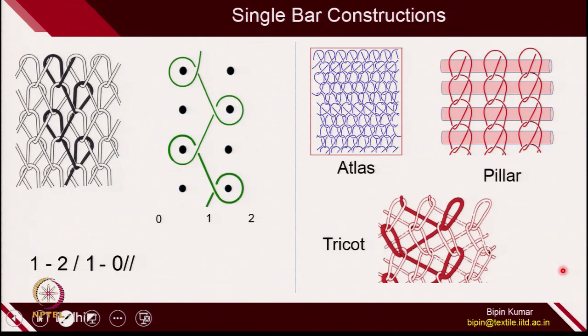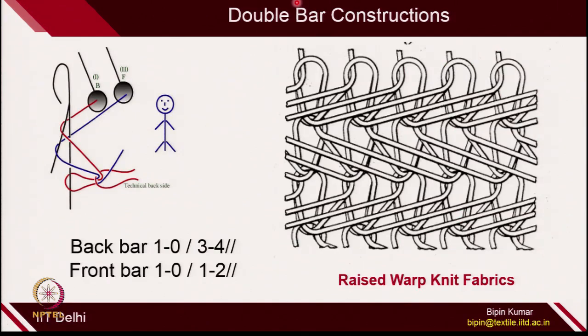Other structure which I discussed last week was double bar structure or double bar constructions, where each needle is associated with two guides. Basically two guides have different movements and these two guides can be attached with two different guide bars. I already gave the denotation of these two guide bars. One which is very close to the needle is called back guide bar, and the one which is farthest from the needle is called front guide bar.